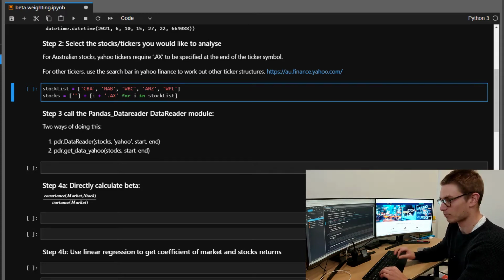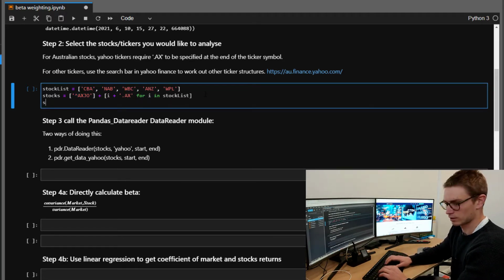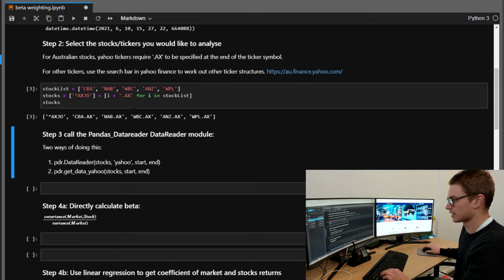So the other important information we need to do for beta weighting is add in the market index or the thing that you want to reference in terms of your beta weights. So for reference here, we're going to be using the ASX 200 index, and that's this following symbol here in terms of Yahoo Finance data. So let's just give back the stocks there as a list. There's our 5 stocks there on the right hand side, and this is the market index that we're going to be referencing to.